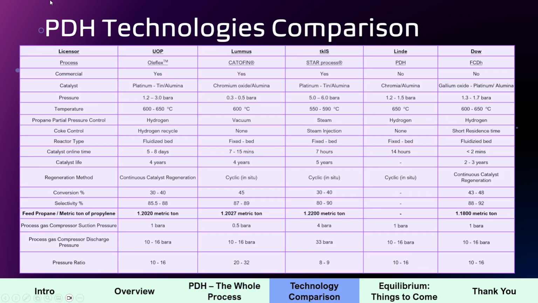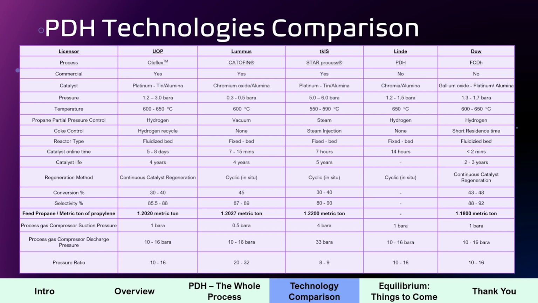I had no idea, as I mentioned earlier, that there are so many different variations on this one process. A lot of that is captured in this slide, in this table. It really is insane that there are so many different ways you can attack the same problem. But the obvious consequence is highlighted there: feed propane to metric ton of propylene. That's the result, right? That's what we as customers care about.